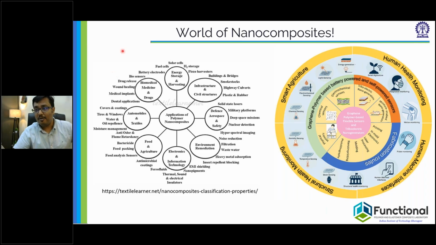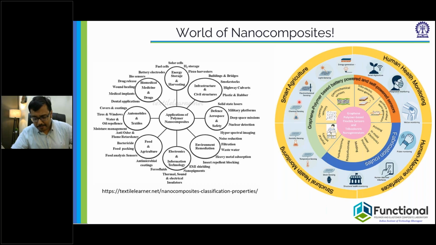As you can see from this particular slide, this rubberized sensor can in fact find application in human health monitoring, human machine interface, smart health monitoring, and the smart agriculture sector. So in a nutshell, this type of material finds a lot of applications using this type of rubberized sensor.